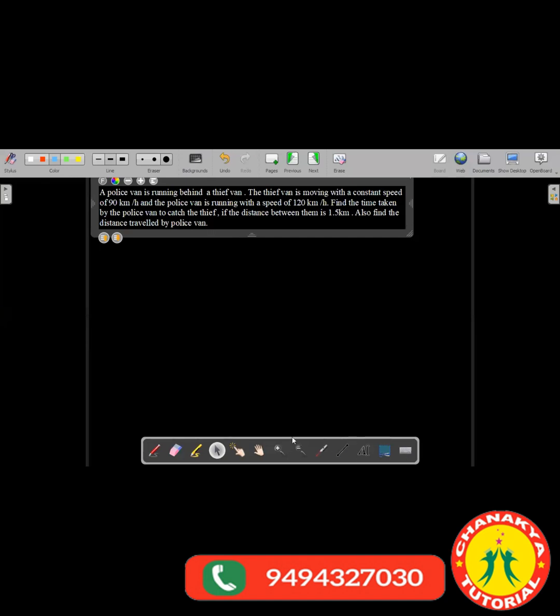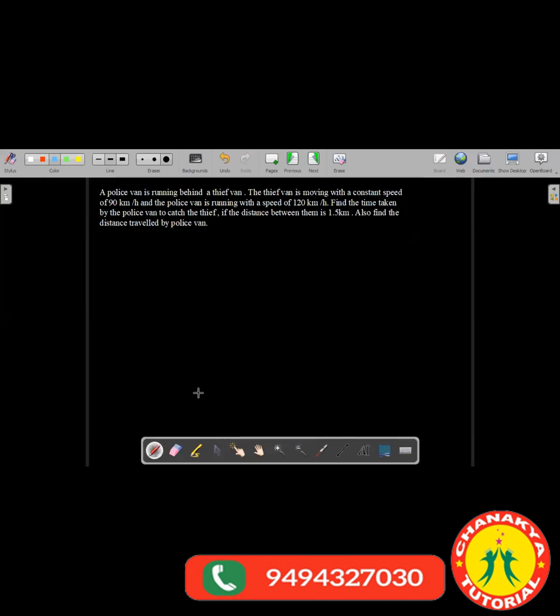Yes, so I think has someone got any answer? Okay, Dhanunjay has given the answer. See, you can use the concept of relative velocity. If I directly use it, I get the relative velocity of police with respect to thief to be 120 minus 90, which is 30 kilometer per hour. And with the speed of 30 kilometer per hour, the police van has to travel a distance of 1.5 kilometers. Time will be equal to distance by speed. Your distance is 1.5 divided by 30, which is 15 by 300.